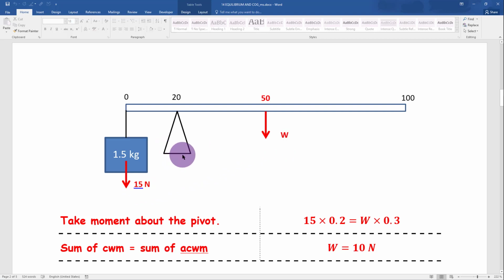And remember, you are not prevented from marking any values on any diagram. In any case, it makes the examiner know exactly how you are proceeding with the calculation. So over here, I realize that this mass that is suspended at the 0 centimeter mark has a weight of 15 newtons. How did I get 15 newtons? I know that weight is equal to the mass of the object times the gravitational field strength. And that is why the gravitational field strength is given in the question. So when I do 1.5 kilograms times 10 newton per kilogram, I get 15 newtons.